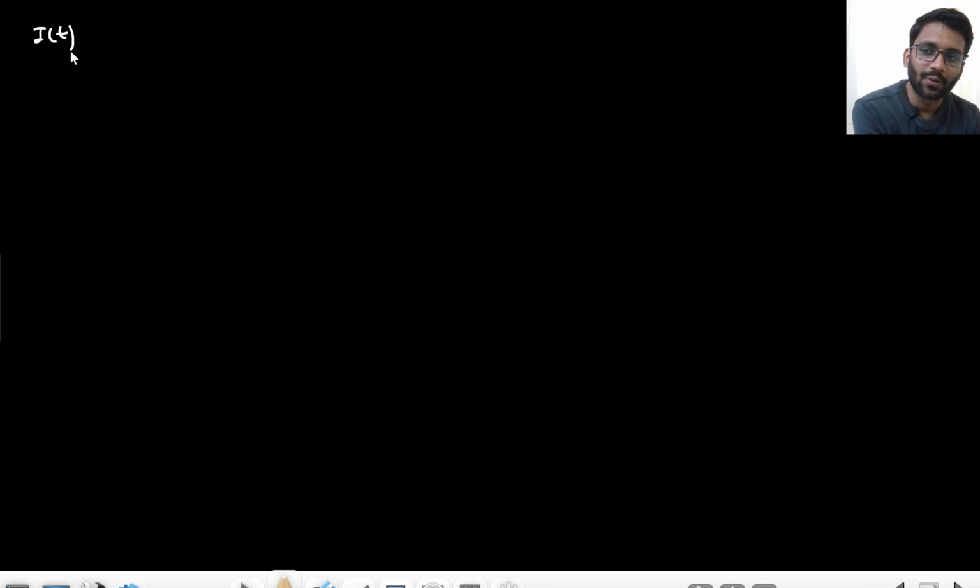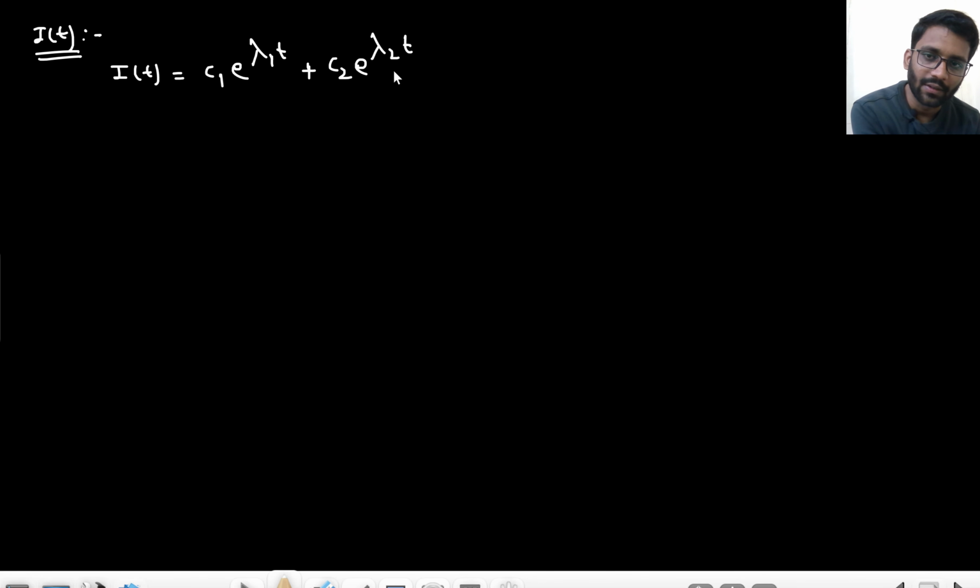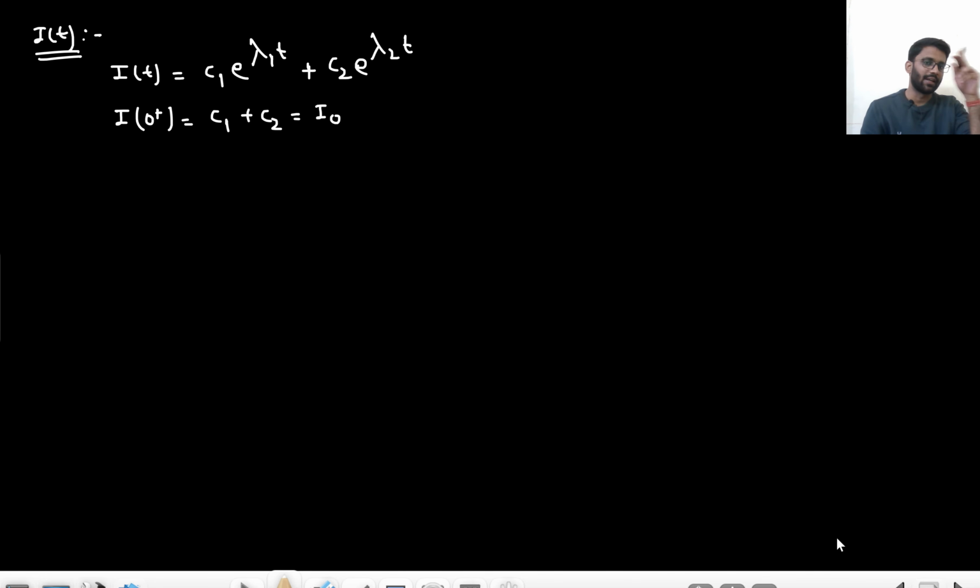So I am writing for i(t). i(t) would be C1 e to the power alpha 1 t plus C2 e to the power alpha 2 t. What is the value at t equals 0? Here it will be C1 plus C2, and that equals I naught, because the capacitor will be shorted and I naught current will be flowing. What is the value at t equals infinity? Will it be infinity or 0? We know from circuit analysis that it will be 0, because the capacitor will be open circuited and the inductor will be shorted. So the current is going to be 0.